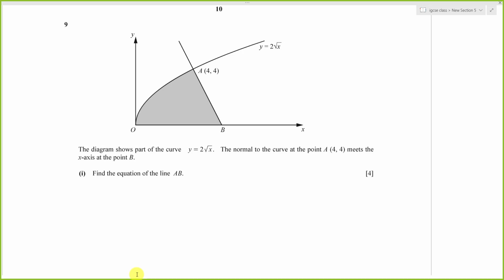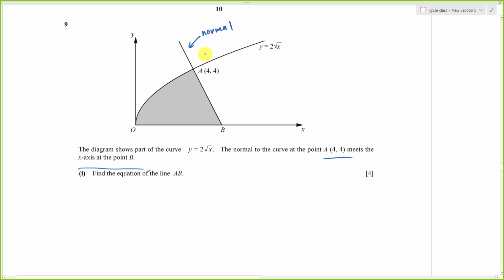Okay, the diagram actually shows part of the curve. You have this curve, so the normal to this curve at the point A will meet the x-axis at B. By seeing the diagram here, you should know this line is a normal. If you can't imagine this line is a normal, then it's quite bad for you, and you can't get this question correct. So this line is a normal.